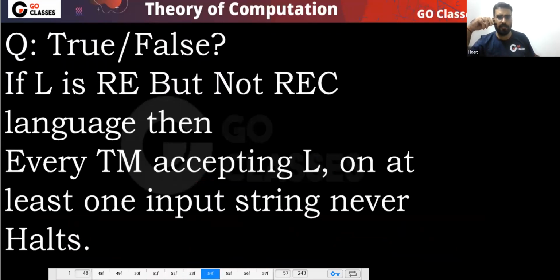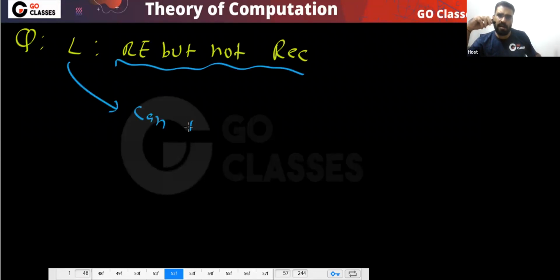Is this clear? Tell me. Now tell me about this one. What about this question? If the language is RE but not REC, now, is there any halting Turing machine? Very simple question I am asking. If L is RE but not REC, this language is RE but not REC. Can a halting Turing machine exist? Tell me.